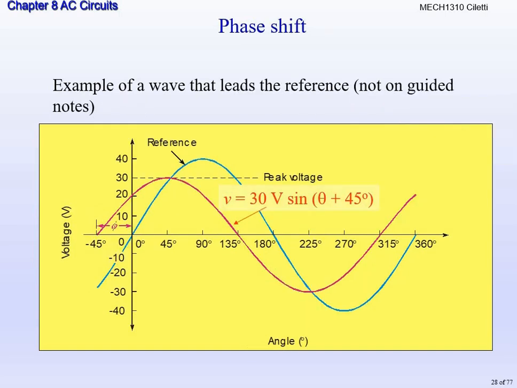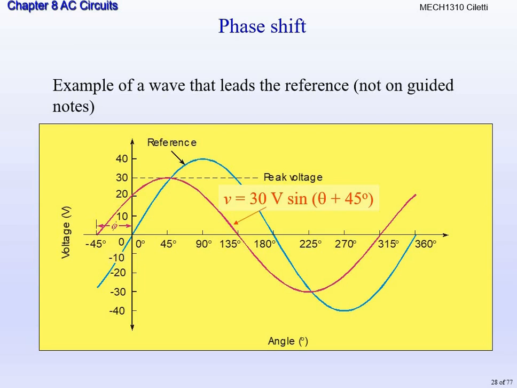So in this case, this is where it's leading. Okay, same two waveforms, but now we've shown where this one is leading. Its amplitude is still 30. It's still sine of theta. But now it's plus 45 because it's leading the reference angle, not lagging. It's technically shifted left, so it's plus 45.